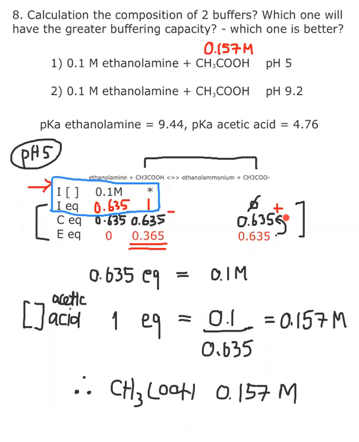Okay, I hope you're following me so far. This is kind of complicated and confusing, but bear with it. So in summary, for buffer 1, the first buffer, the initial concentration of acetic acid is 0.157 molar. And then for the second buffer here, you still need to calculate the initial concentration of acetic acid.